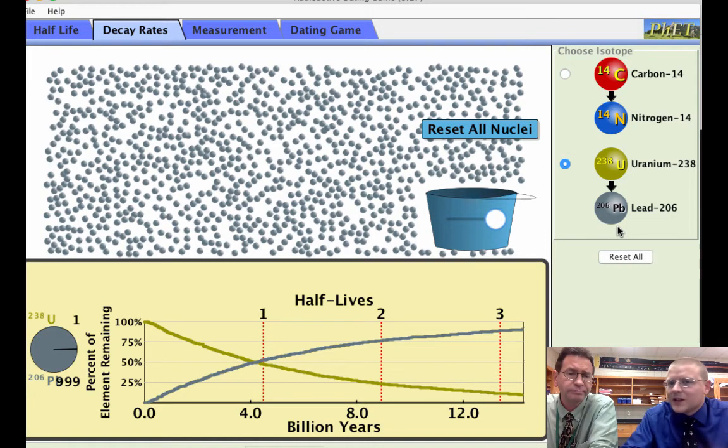And this is what allows us to rewind the clock. When we look at a sample and we see the ratio of, say, uranium to lead or carbon to nitrogen, we can work back along this curve and work back the math to figure out when the sample was at 100% of the unstable element, which will help us find the age.